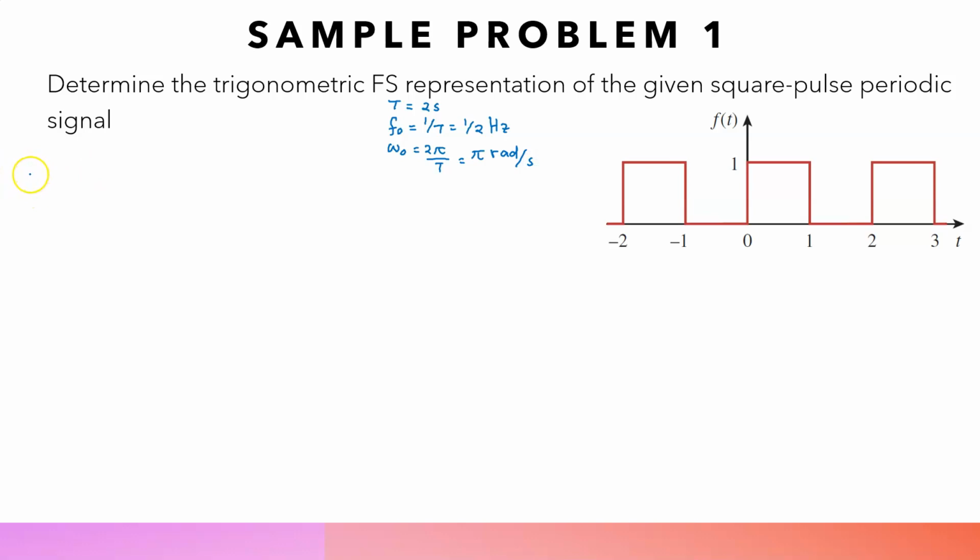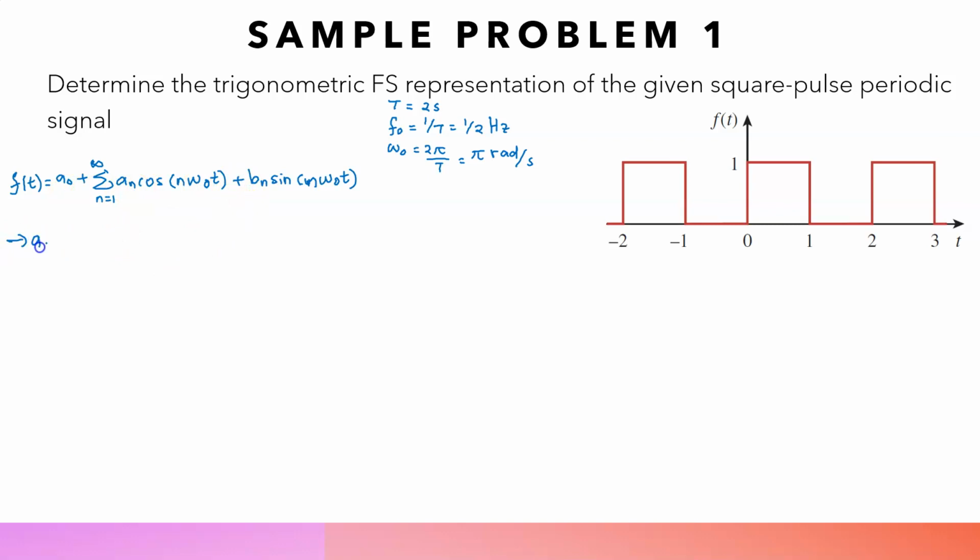Now the trigonometric Fourier series general equation is given by this: a0 plus summation from n equals 1 to infinity of an cos n omega0 t plus bn sin n omega0 t. Now we need to determine a0, an, and bn.